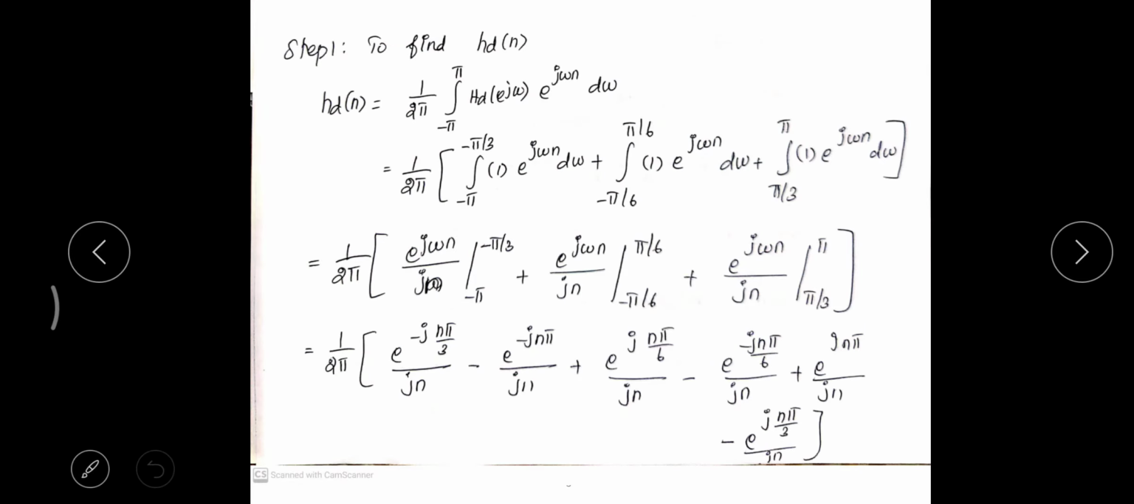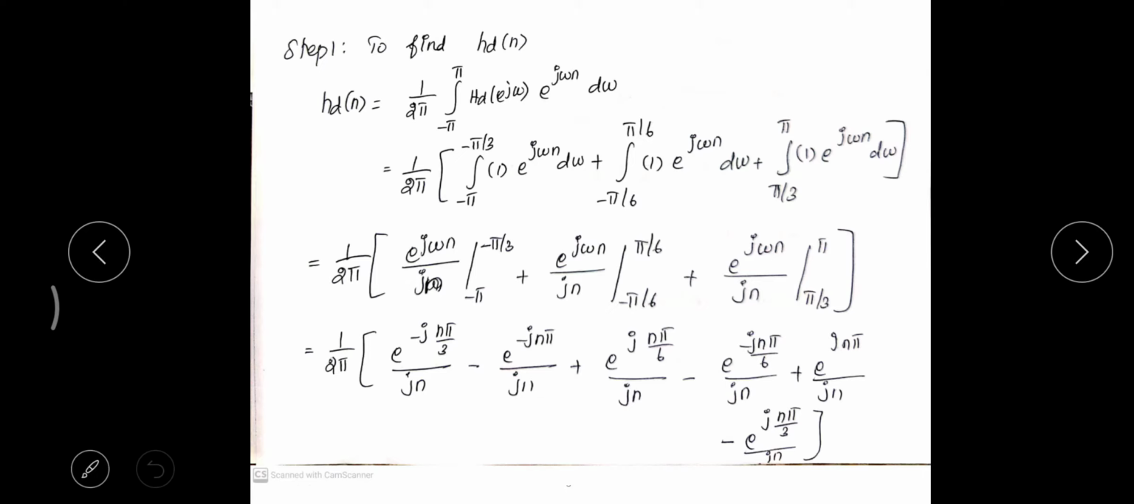Now I am splitting the integral. From minus pi to minus pi by 3, the magnitude is 1, into e power j omega n d omega. For the second one, the magnitude is 1 for the range minus pi by 6 to plus pi by 6, into e power j omega n d omega. For the third one, the range is pi by 3 to pi, the magnitude is once again 1, into e power j omega n d omega. Now we have to integrate this. The integral of e power j omega n is e power j omega n divided by j n.